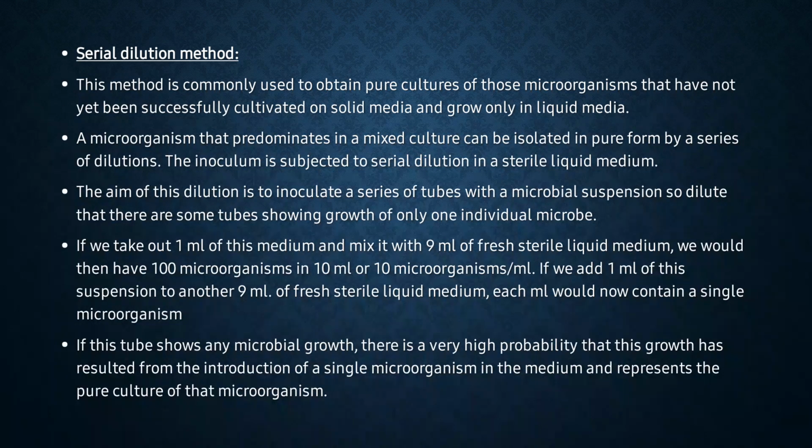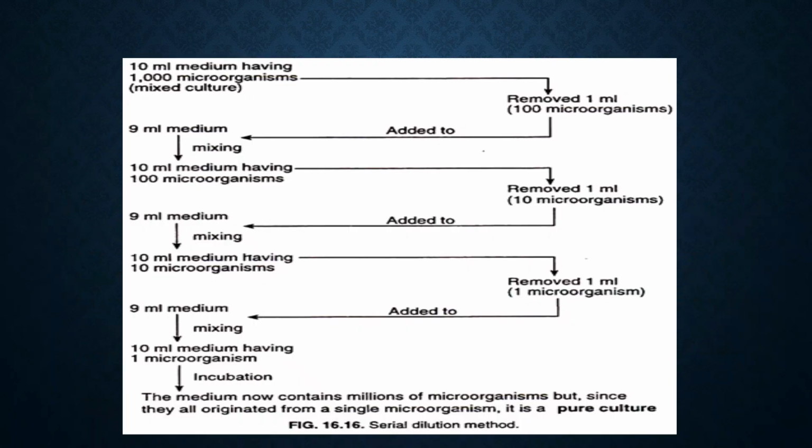If we take out 1 ml of the medium and mix it with 9 ml of fresh saline liquid medium, we would then have 100 microorganisms in 10 ml or 10 microorganisms per ml. If we add that 1 ml of the suspension to another 9 ml of fresh sterile liquid medium, each ml would now contain a single microorganism. That's how the serial dilution method takes place. This is the diagram of serial dilution technique.